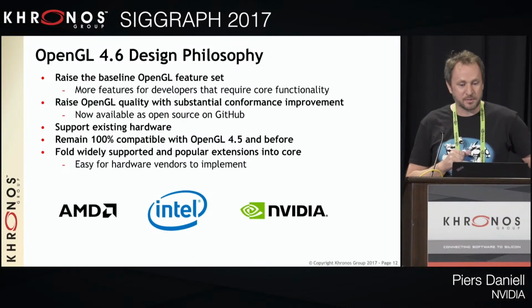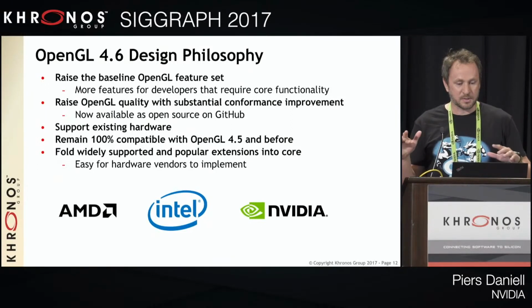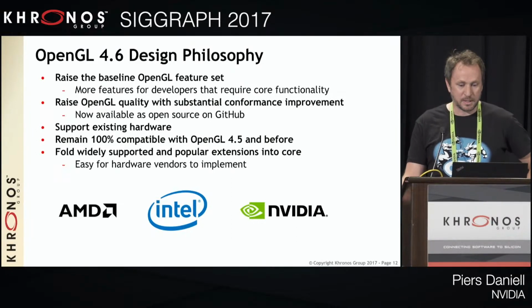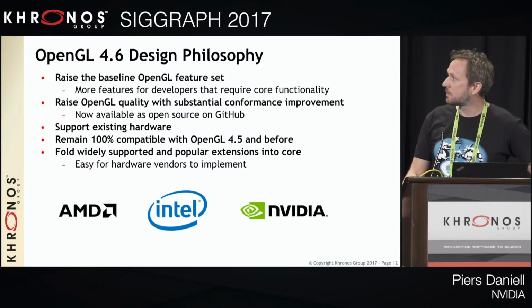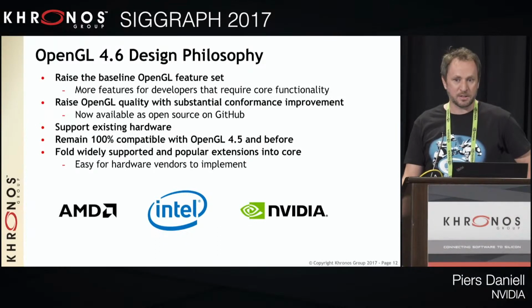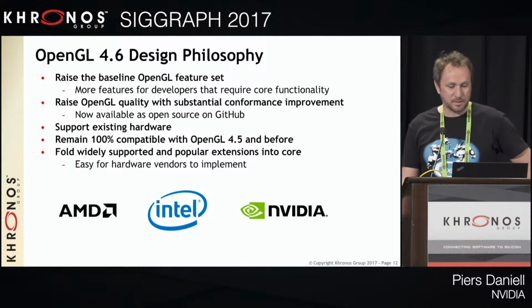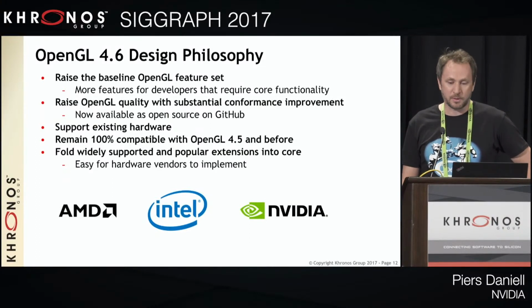The design philosophy of 4.6: it was 3 years since 4.5, but we'd noticed that there was a bunch of extensions that all the vendors implemented. And it was important that we compile them all together into a core specification, raise the baseline functionality for everybody, improve the conformance, and having a new version of GL is like a forcing function to make people actually pass conformance, and it makes sure the quality of their drivers has increased. And of course, it remains 100% compatible with OpenGL 4.5 and all the OpenGLs before it, including OpenGL 1.0.